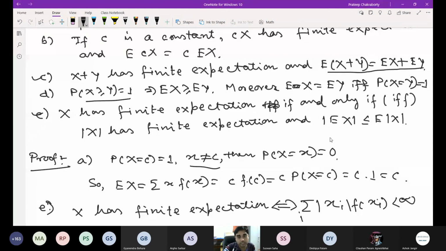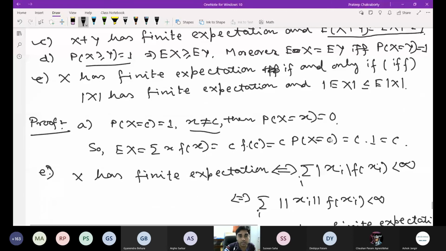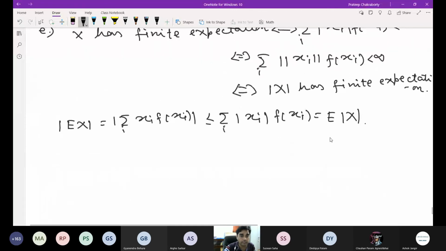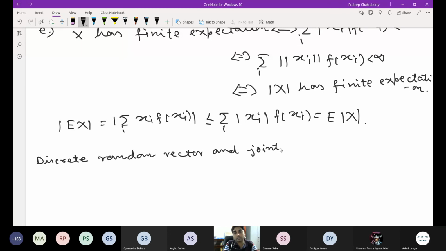You'll learn these things later. I am just giving the definitions, but not in details. We'll go through these things in details later. So this is discrete random vector and joint density. That means if two random variables are there, how can you get a random variable using both of these two random variables?